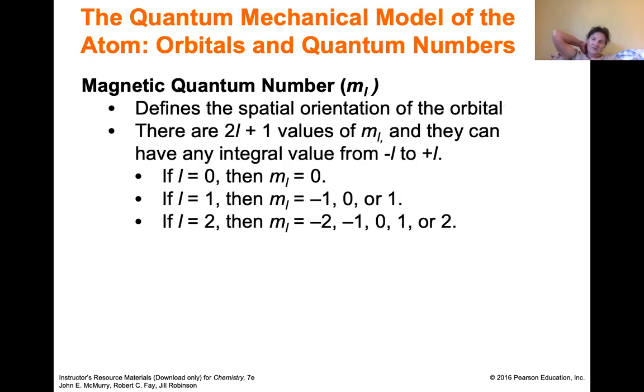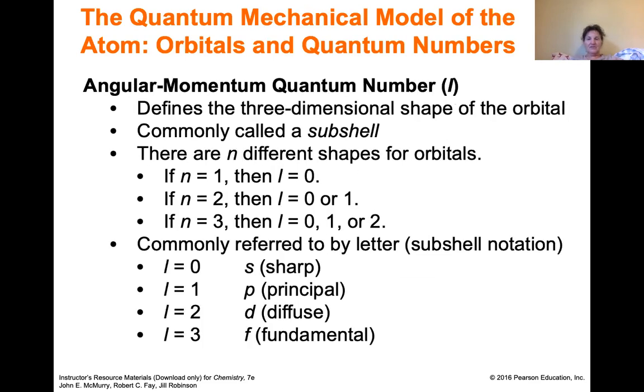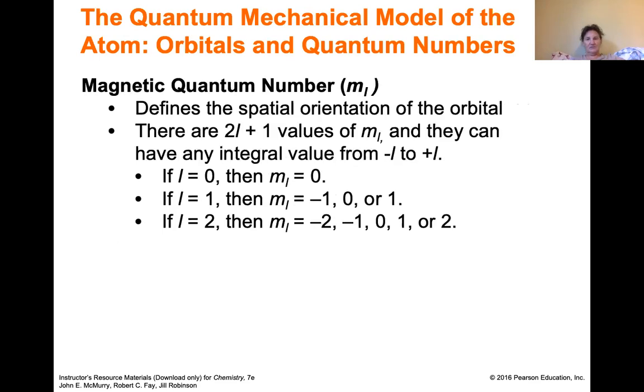The magnetic quantum number, m sub L, defines the spatial orientation of the orbital. There are going to be 2 times L plus 1 values of m sub L, and they can have values from negative L to positive L. So if L equals 0, then m sub L equals 0, and there's only one orientation. But if L equals 1, then m sub L can be -1, 0, and 1, and it has 3 different orientations. Those are p orbitals. When we look at those, we'll make sure we talk about the m sub L values.